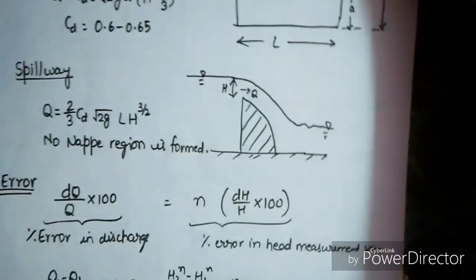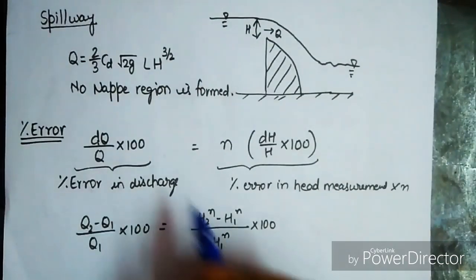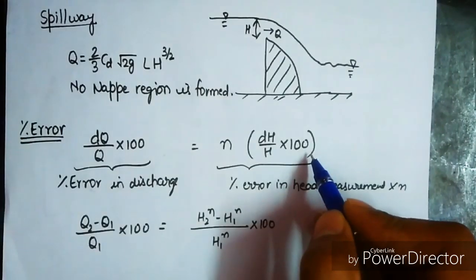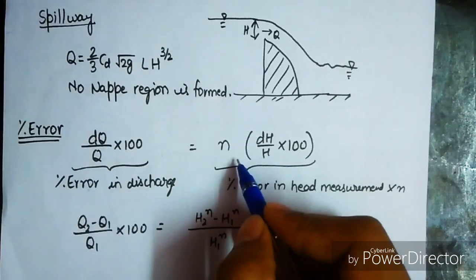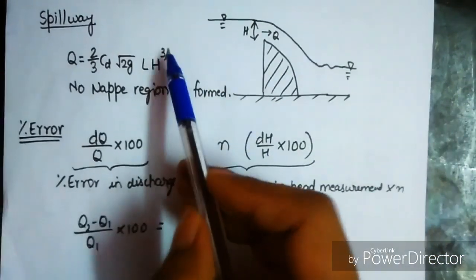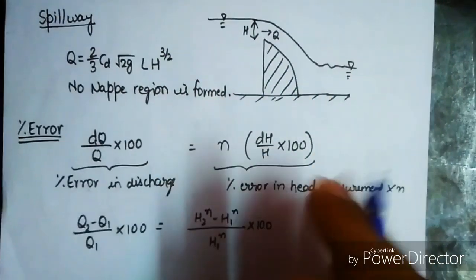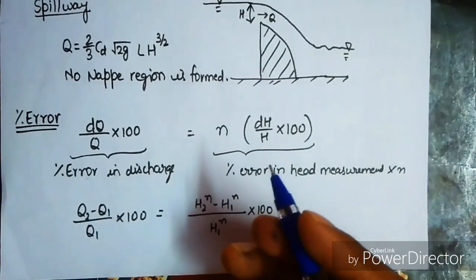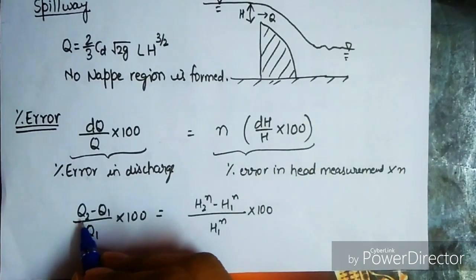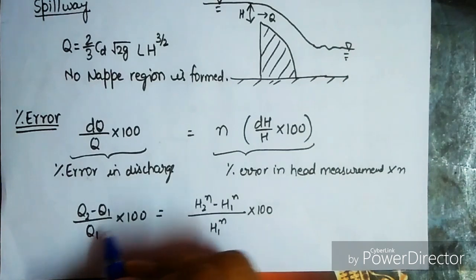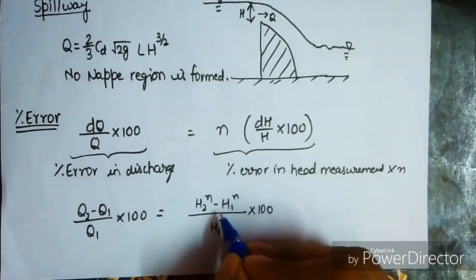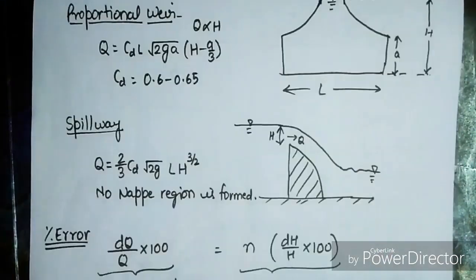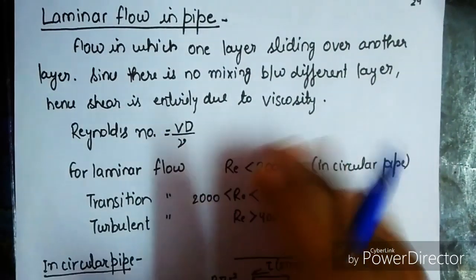Now the percentage error in the weir: dQ by Q into 100 equals n times dH by H into 100, where n is the power, that is 3 by 2, 5 by 2, etc. Now we can find the error between 2 points. Then we can write the expression like this: (Q2 minus Q1) upon Q1 into 100 equals (H2 raised to the power n minus H1 raised to the power n) upon H1 raised to the power n into 100.